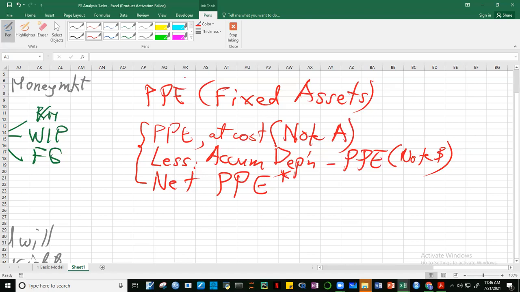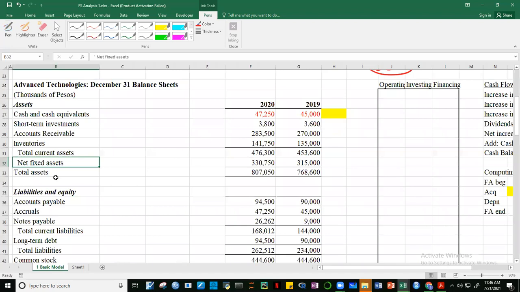Okay, going back, guys, to our FS, to our balance sheet dito, kita natin to, no? Net fixed assets. So this means nanggaling yan dun sa fixed assets at cost minus the accumulated depreciation. By the way, guys, yung accumulated depreciation, anong klaseng account yan? What do accountants call it? Did you learn that in your accounting? Si accumulated depreciation, may special name siya.